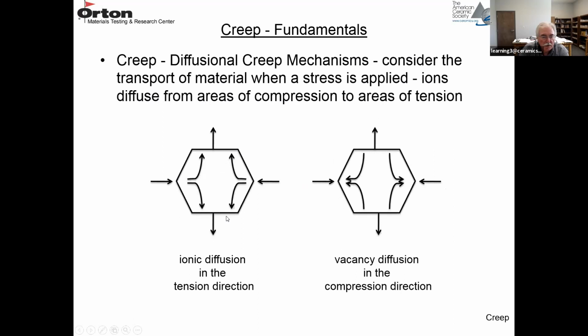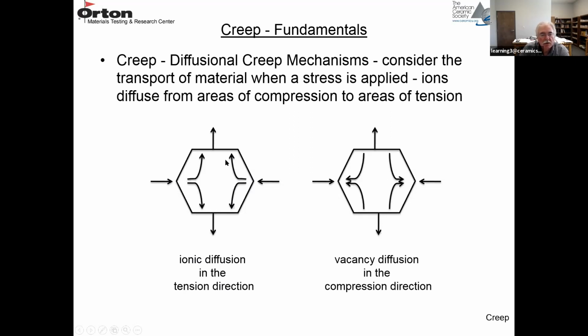So here's an individual crystal that we pulled out. We pull it in tension. The Poisson effect is basically causing it to shrink or compress in the horizontal direction. And ions are diffusing in a tensile direction. So they're moving from the area of compression to the area of tension, in the direction of the arrows. So material is taken from the side of the crystal to the area on the top or the bottom of the crystal.